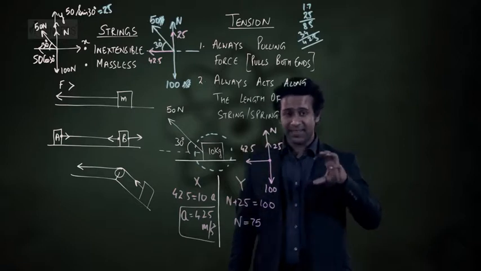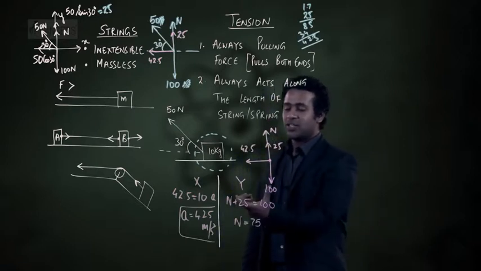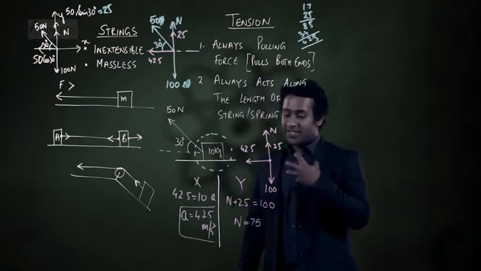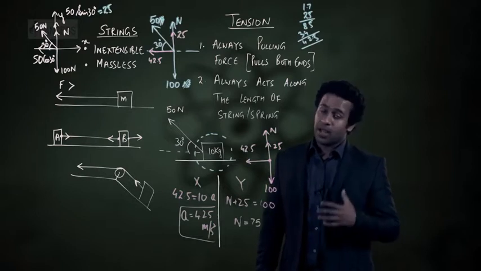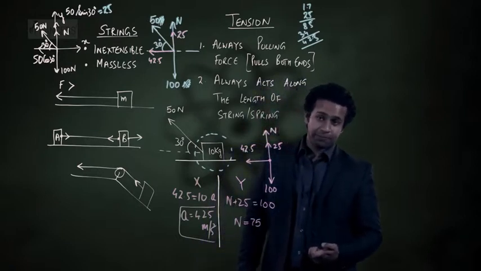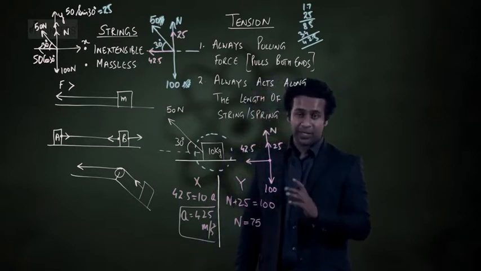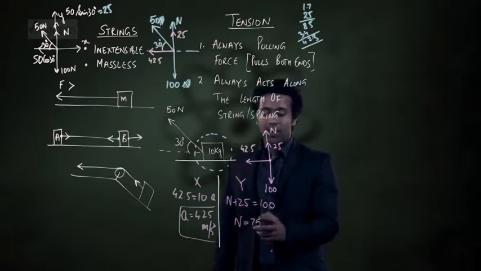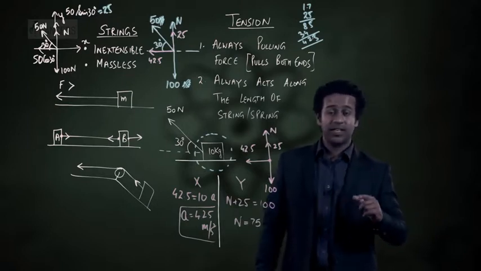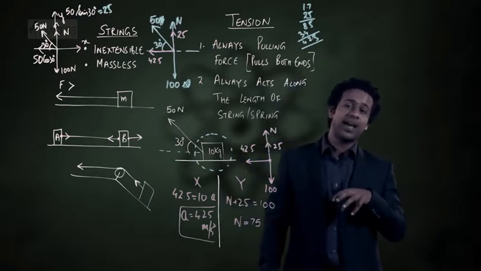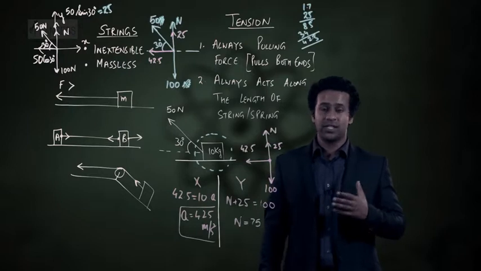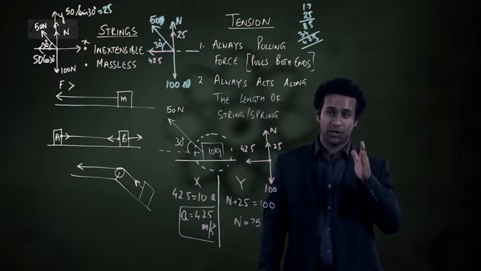Now, in this case, I directly stated that this block will not move. You could check whether or not the block will move. How do we do that? If this normal reaction had turned out to be negative, say, hypothetically, if this force was 125, the normal reaction would have been minus 25. Normal reaction can never be negative. This is because a negative value would imply it is acting in the opposite direction. But normal can only act in one direction, which is the direction in which it can push, right?